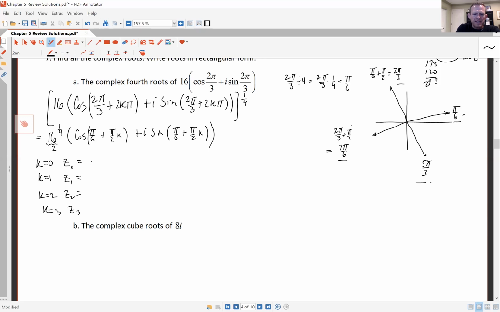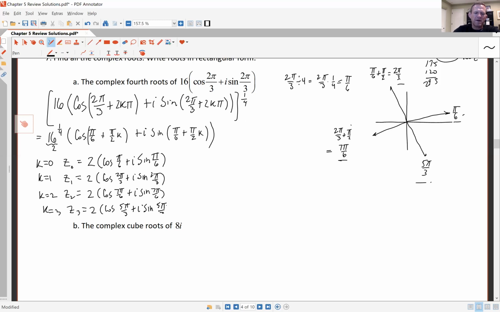So I have z sub 0 is going to be 2 cosine pi over 6 plus i sine pi over 6. Cosine 2 pi over 3 plus i sine 2 pi over 3. Cosine 7 pi over 6 plus i sine 7 pi over 6. 2 times cosine 5 pi over 3 plus i sine 5 pi over 3. So those are all the fourth roots of that complex number. And now we write them in rectangular form.